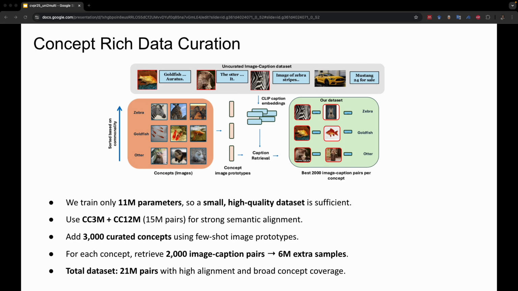Since we train only around 11 million parameters, we can afford to use a smaller but higher quality dataset. We curate 21 million image caption pairs with two key goals: high semantic alignment and broad concept coverage. We start with CC3M and CC12M for the alignment and then augment with data curated using 3000 curated concepts. For each concept, we retrieve 2000 image pairs from the uncurated data pool, giving us a rich and diverse training set.